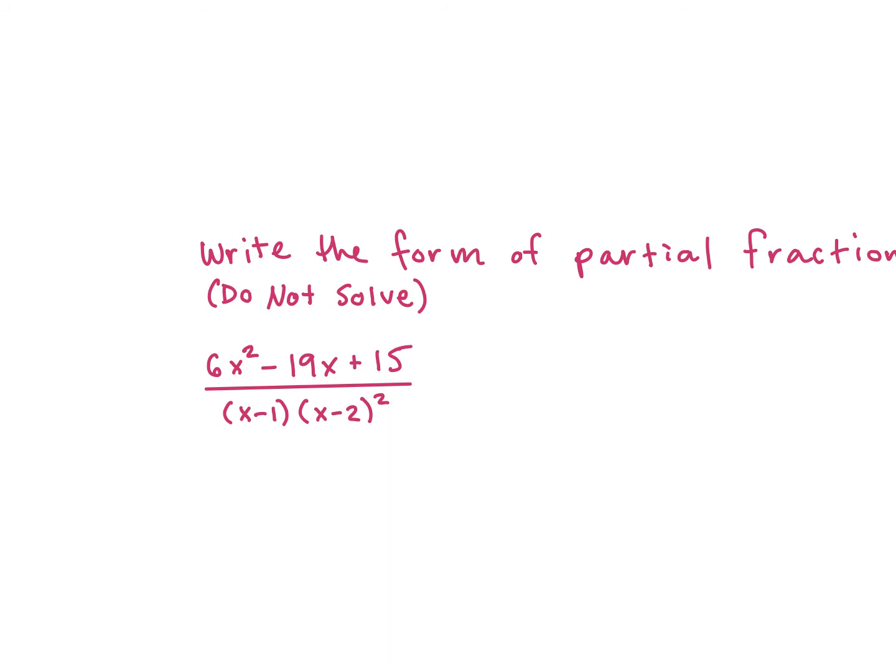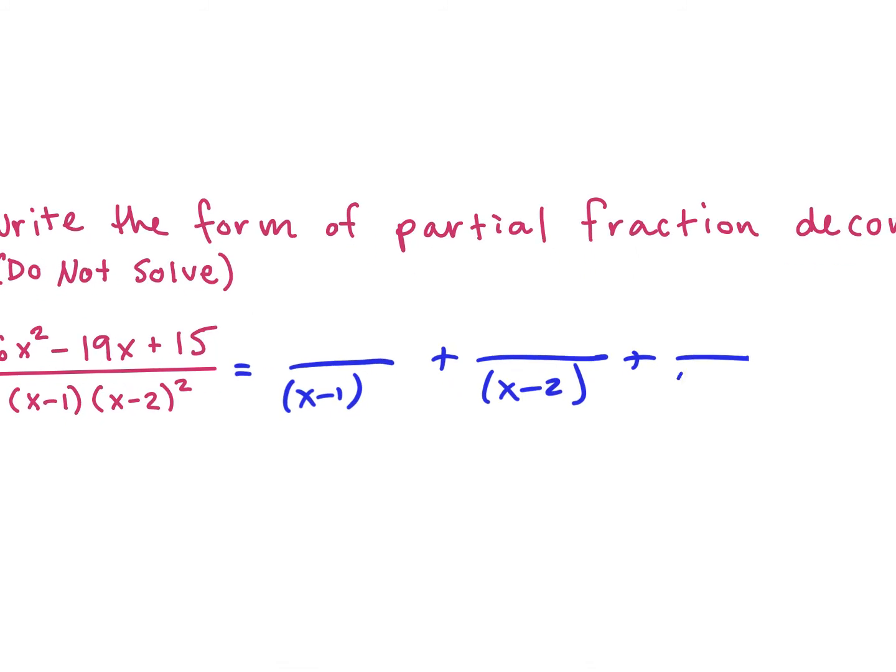So what would your denominators look like? How many of them do you have? 3. You got 3, right? So I'd have x minus 1, agreed? And then I'd have what? x minus 2 to the first and then x minus 2 squared. Good, yep. And this would be A, B, and C. Again, you're not solving those.